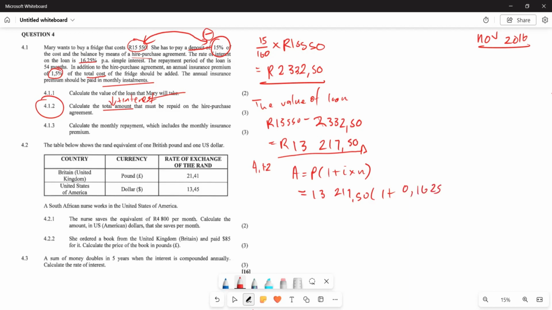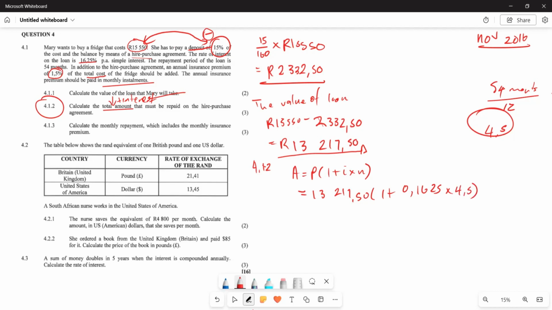0.1625, right? Multiply by, remember that the 54 is the months, right? So if you want to convert these months into years, you are going to divide by 12. And you find out that this is going to be 4.5. So meaning that this is now 4.5 years.